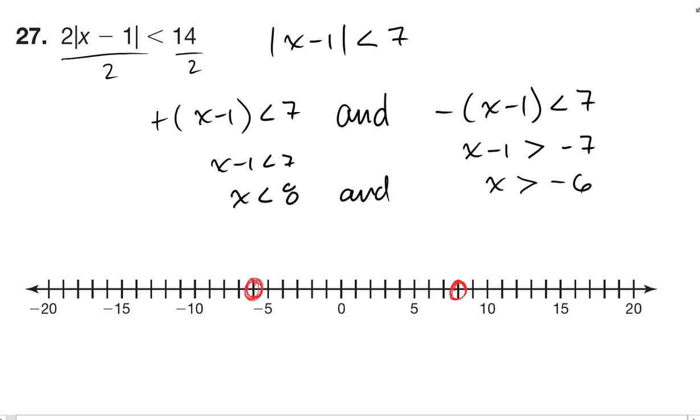And my x's are those values that live in between here. So all the x's that are both less than positive 8 and greater than negative 6 are solutions. So my solution set is everything between those 2 points, but not including those points.